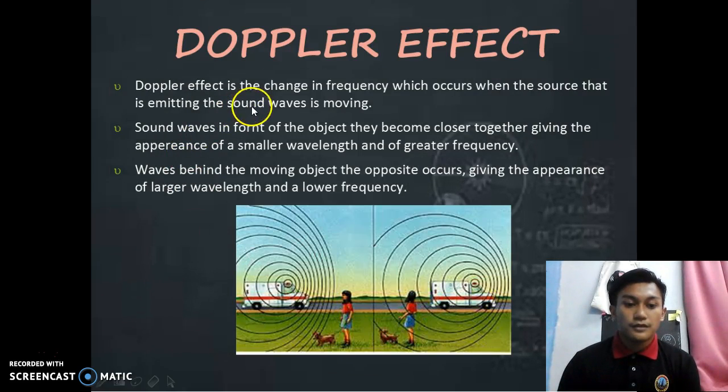Doppler effect. The Doppler effect is a change in frequency which occurs when the source that is emitting the sound wave is moving. Sound waves in front of the object become closer together, giving the appearance of a smaller wavelength and greater frequency. Behind the moving object, the opposite occurs, giving the appearance of a larger wavelength and a lower frequency.